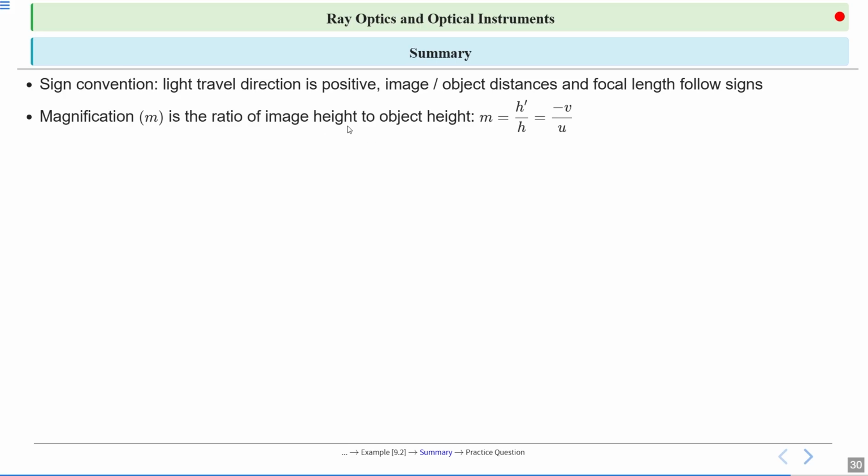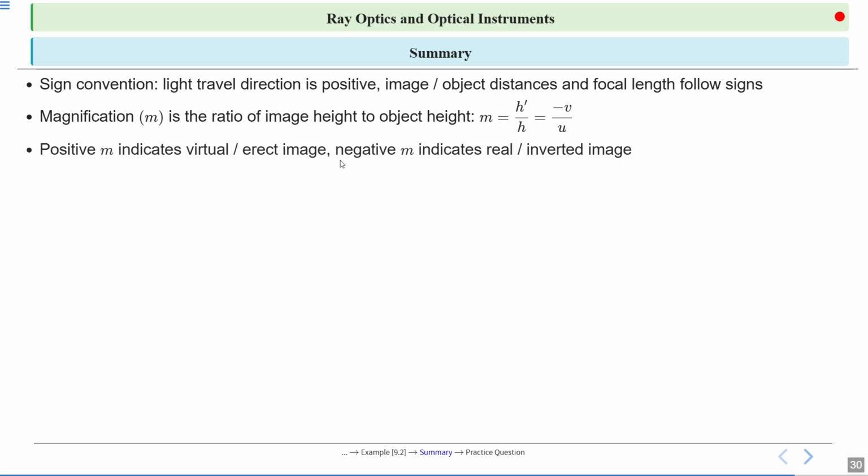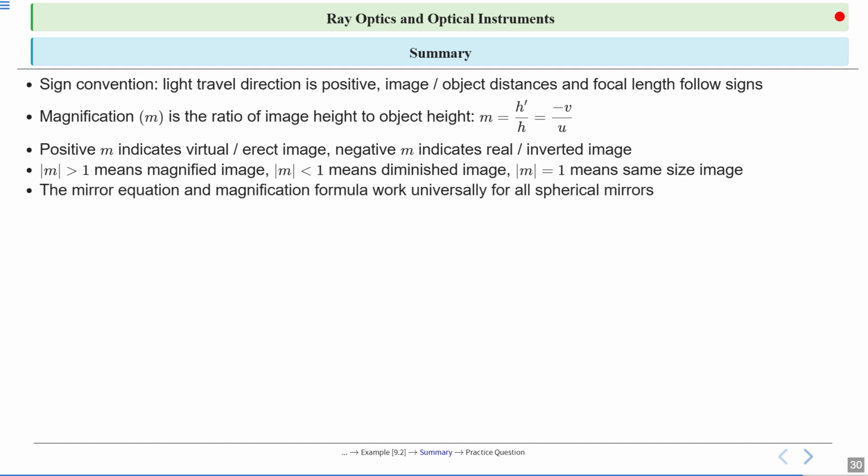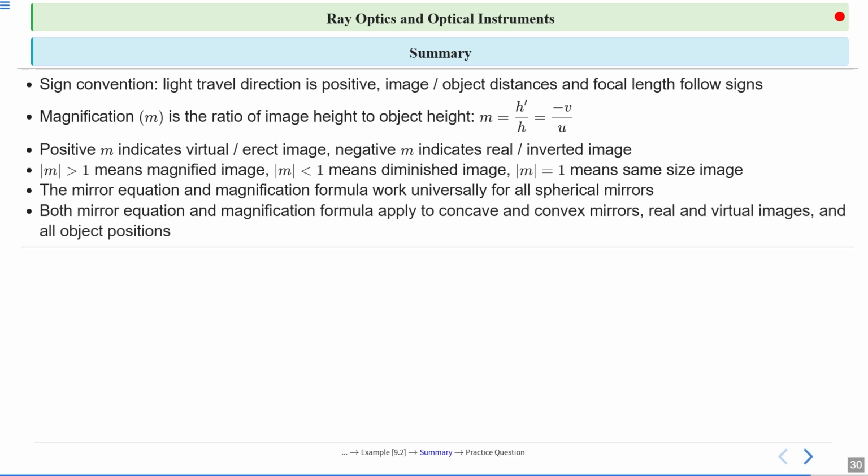Magnification m is the ratio of image height to object height: m equals h dash upon h equals minus v upon u. Positive m indicates a virtual erect image. Negative m indicates a real inverted image. Magnitude of magnification greater than 1 means a magnified image, mod m less than 1 means a diminished image, and m equal to 1 means a same-sized image. The mirror equation and magnification formula work universally for all spherical mirrors. Both apply to concave and convex mirrors, real and virtual images, and all object positions.